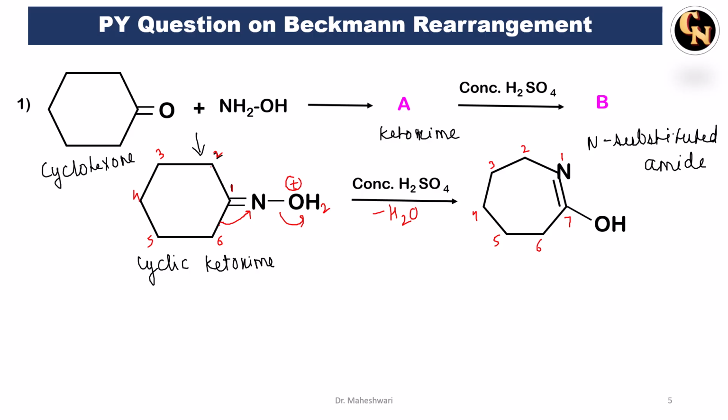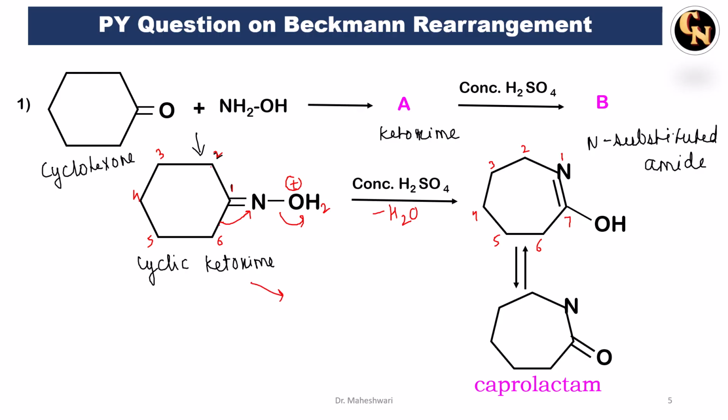So this way we are going to get this compound, and this compound is known as what? The compound is known as caprolactam. Okay. So let me show the intermediate step here. Whenever there is a 7-membered ring, this is how the 7-membered ring will be.